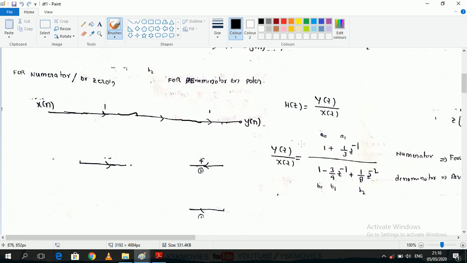Observe how many coefficients are available in the numerator section. There are two coefficients, so we draw two lines. This is one line, this is one line, and this is another line. And what about the right side? There are three coefficients, so including this line also, 1, 2 and 3. Three lines for three coefficients.